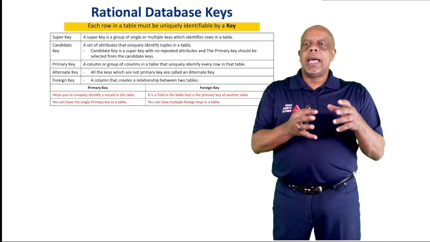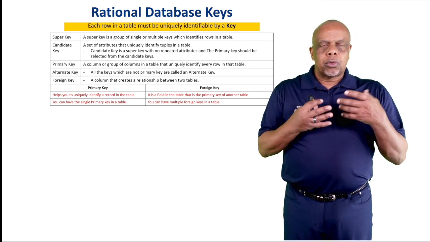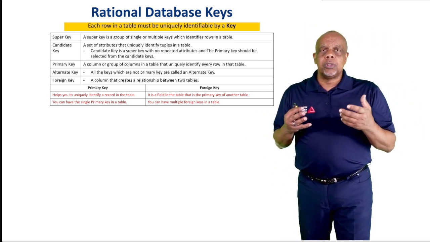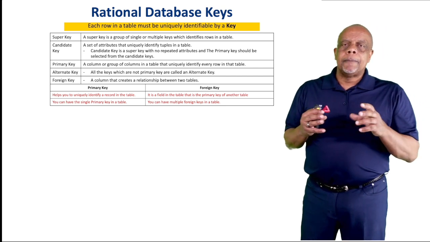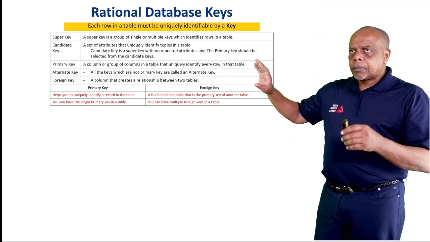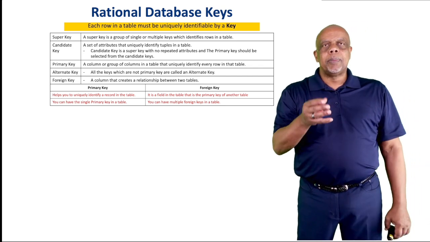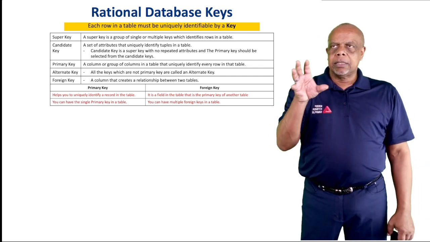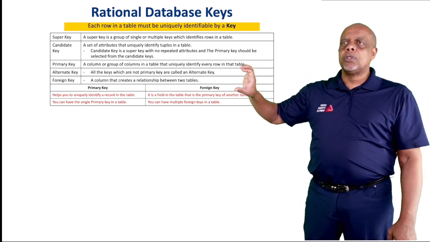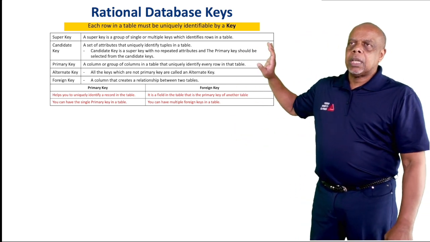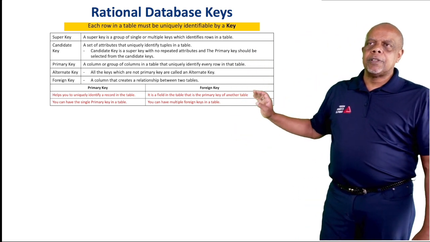Now we can actually start looking at how these relationships can be translated into some type of database using relational keys. Every row in a table must be uniquely identifiable by some type of key. All right, and there are multiple types of keys. Don't let them confuse you. It's not that difficult, really, is it? You've got super keys, candidate keys, primary, alternate, and foreign keys.